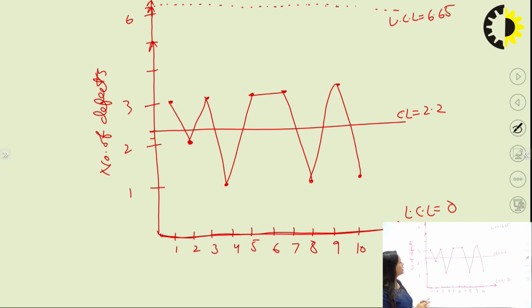You can see very carefully that all the points are within the lower control limit and upper control limit. None of the points is going beyond the control limits. Hence, the process is under control. So this was all about P chart, NP chart, and C chart.